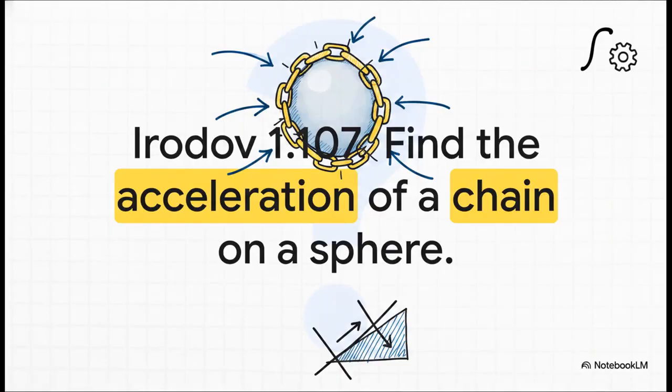So here it is. We've got this chain just kind of draped over a smooth sphere. We let it go, and boom, it starts to slide. Our job is to figure out its acceleration.